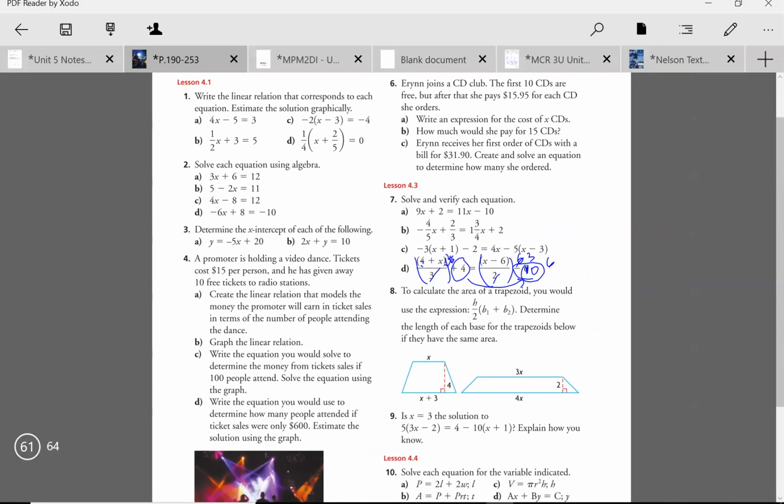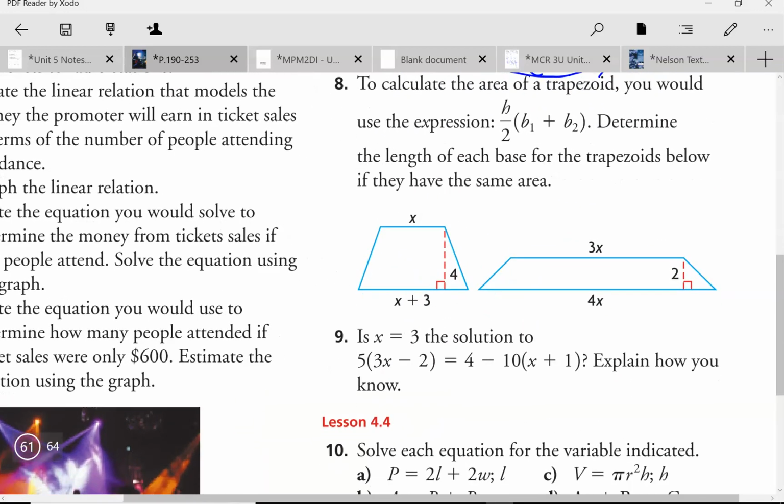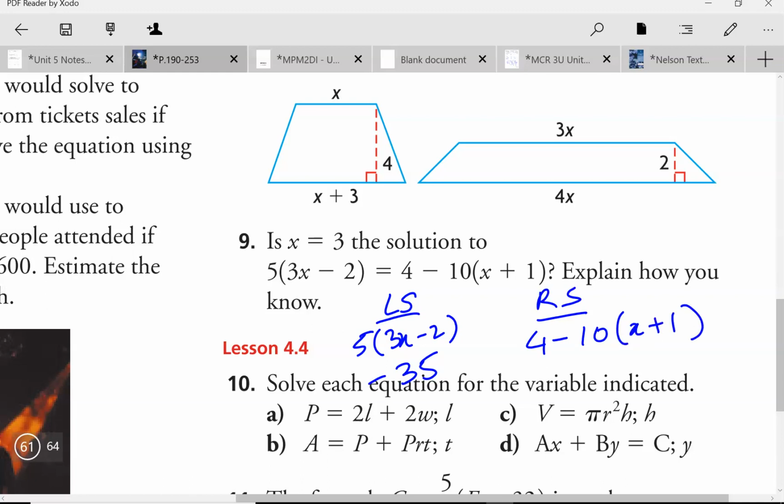That's easy. Is x equals 3 the solution to this? What we can do is take the left side, which equals 5 times 3x minus 2. You can sub in the 3 and solve this: 9 minus 2 is 7, so 35. The right-hand side equals 4 minus 10 bracket x plus 1, with x equals 3, so this is 4 minus 40, which is negative 36. Then you say left-hand side not equal to right-hand side, therefore x equals 3 is not the solution, if I've done all my calculations correctly.